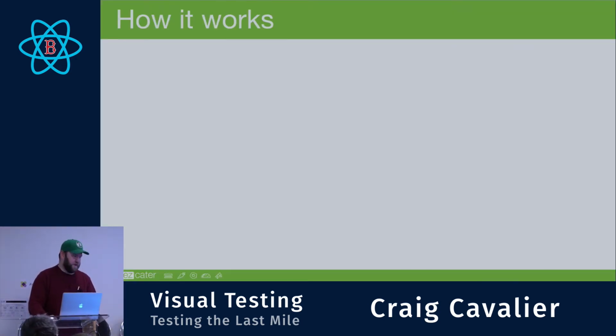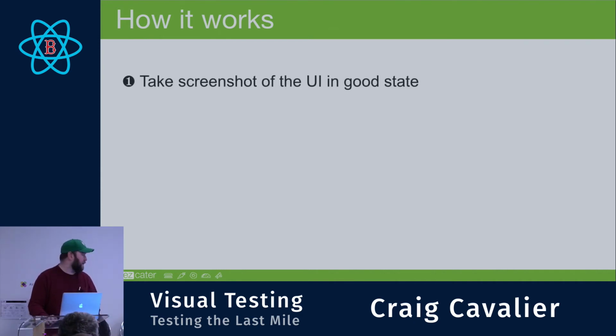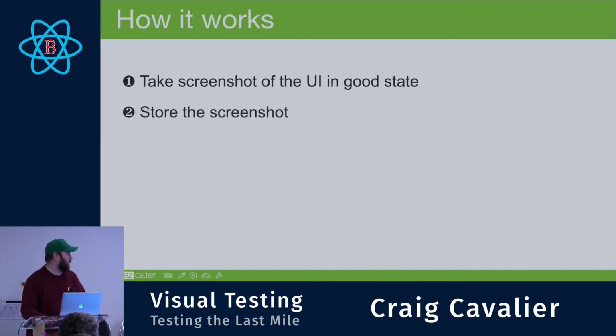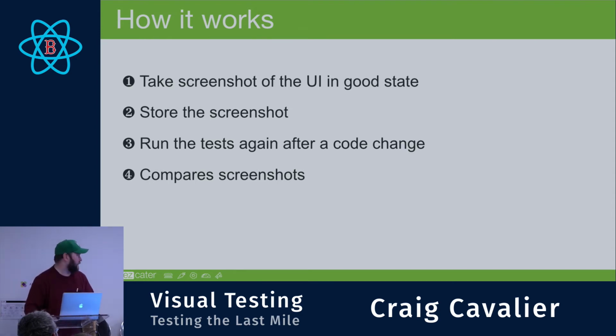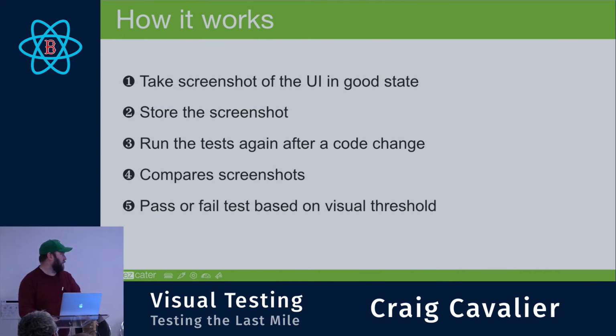So how do visual snapshots work and how do they compare to Jest's DOM snapshots? Visual snapshots actually take a screenshot of the UI in a good state. And what we're talking about here is an actual JPEG or GIF or PNG image of the user interface. We store that screenshot just like we would store your DOM snapshot in a Jest snapshot. We run the tests again after a code change. We compare the screenshots with a diff algorithm. And then we pass or fail the test based on some visual threshold.